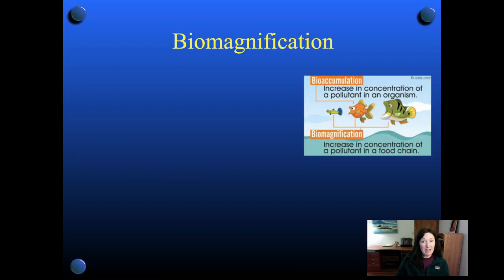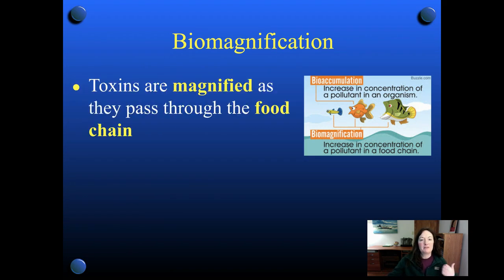So, biomagnification, on the other hand, is taking it a step further from the individual organism. Bioaccumulation is the toxins building up in an individual organism. Biomagnification is talking about how those toxins are magnified as you pass through the food chain. Because a small fish that has those toxins gets eaten by a bigger fish. And so, this bigger fish has to eat lots of these little ones to survive.